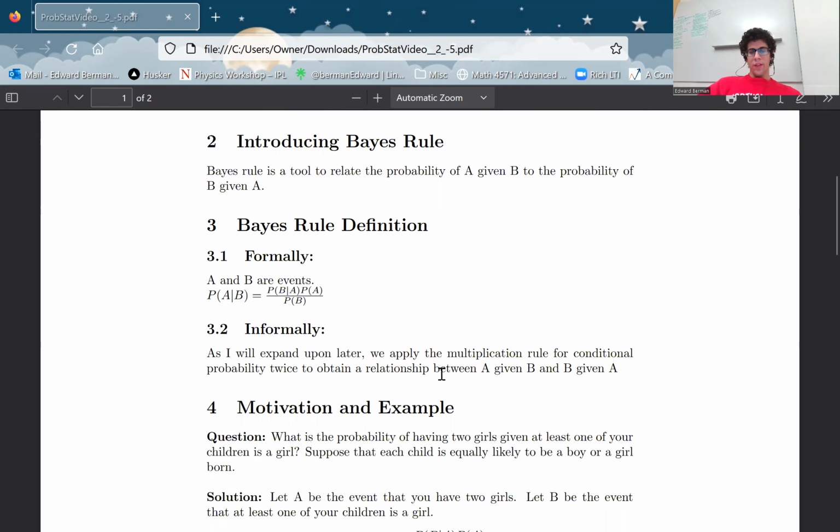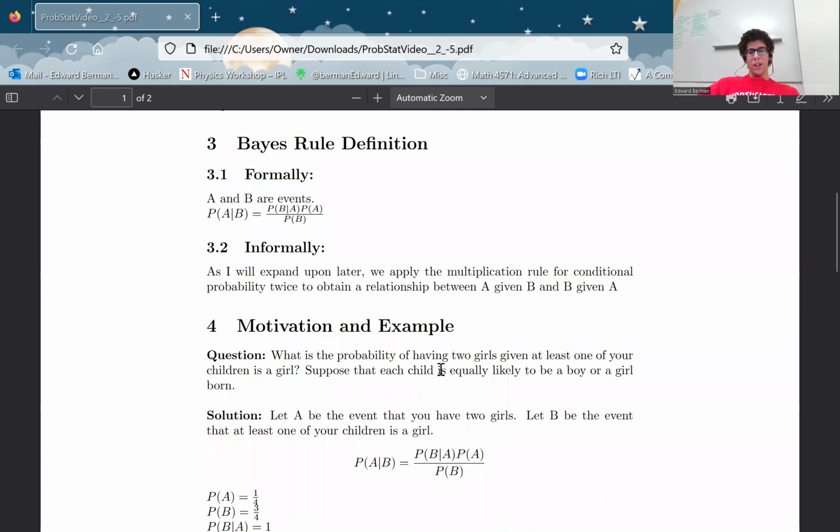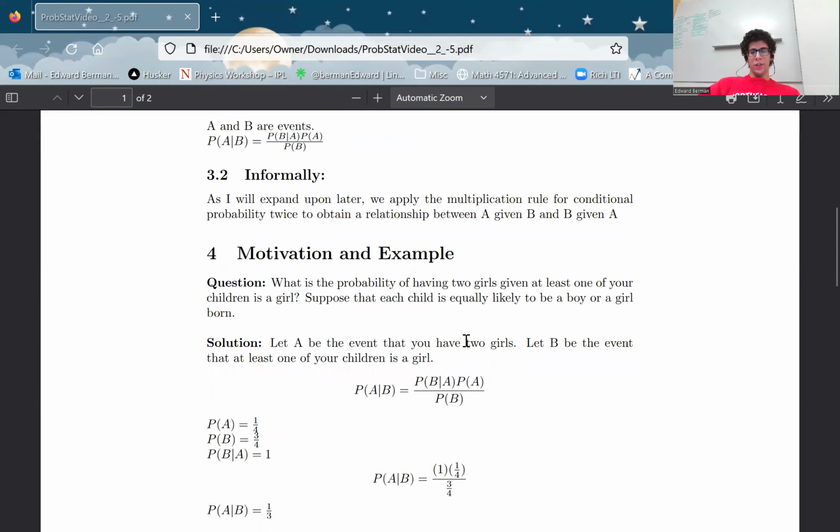So now we are going to motivate this definition through an example. So question, what is the probability of having two girls given at least one of your children is a girl? Suppose that each child is equally likely to be born a boy or a girl. Well, for a solution, we have let A be the event that you have two girls, let B be the event that at least one of your children is a girl. So we have P of A given B, representing the probability that you have two girls given at least one of your children is a girl.